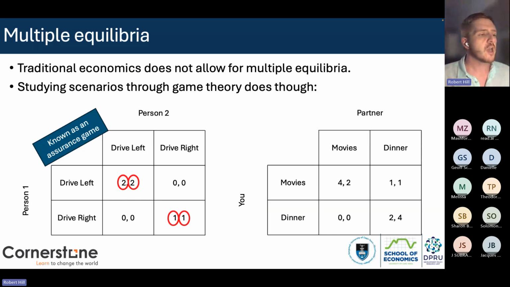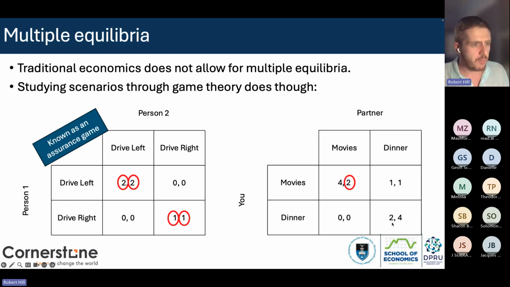Who knows, right? But you want to go to the movies, but your partner wants to rather go out to dinner and talk, right? They want to talk about things. They want to catch up on the week. So here we can see 2 different equilibria again, right? If you go to the movies, your partner will want to go to the movies as well, because otherwise, it's a bit of a rubbish date.